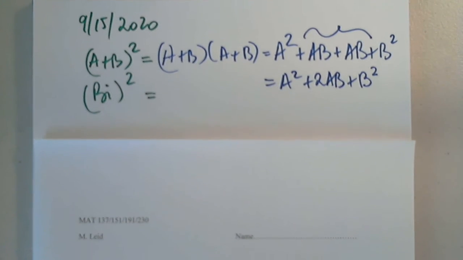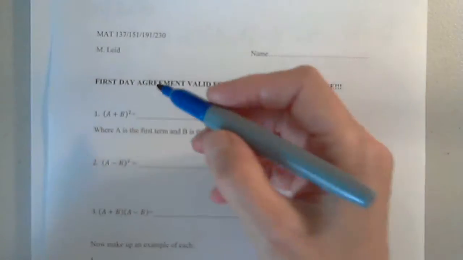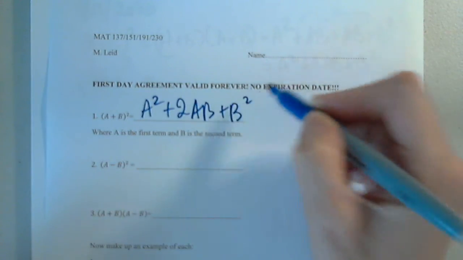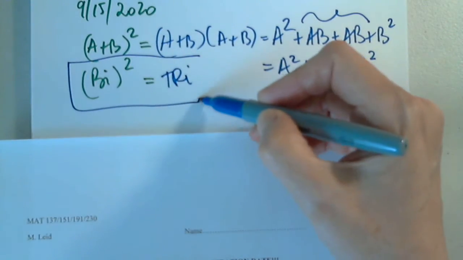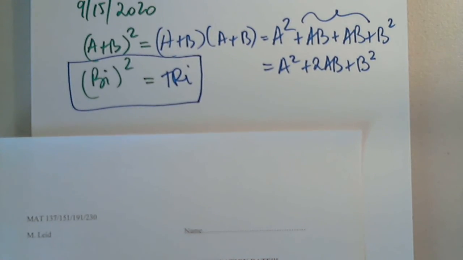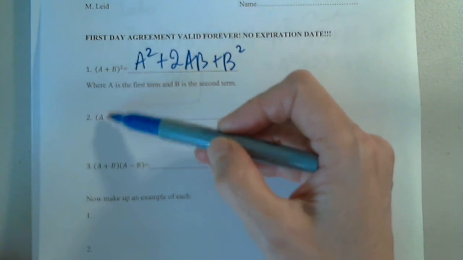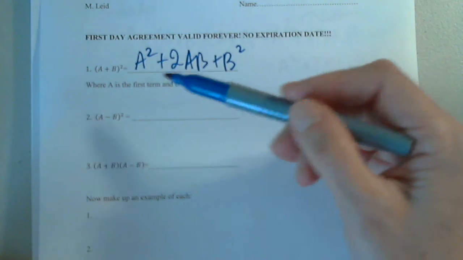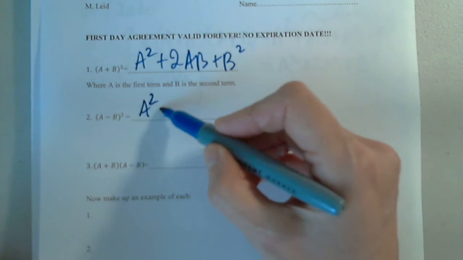Is this okay with everyone? So a binomial squared is a trinomial. Binomial squared is a trinomial. So what will be the difference here? Well, if the binomial has a sum, the middle term has a positive sign, but if it's minus, then that's the only change.